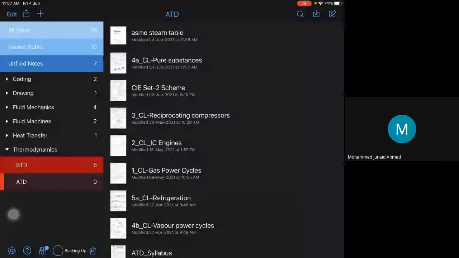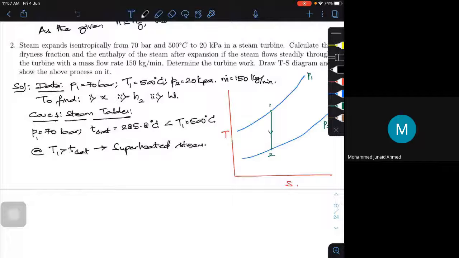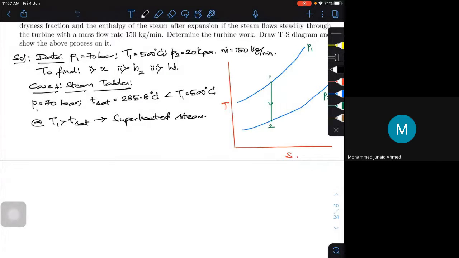Now tell me the values. I'm expecting the values from you, from the superheated tables. I want V sup, H sup, and S sup, all three values. What is V sup? 0.048086. Yes, 0.04808. Okay, fine.